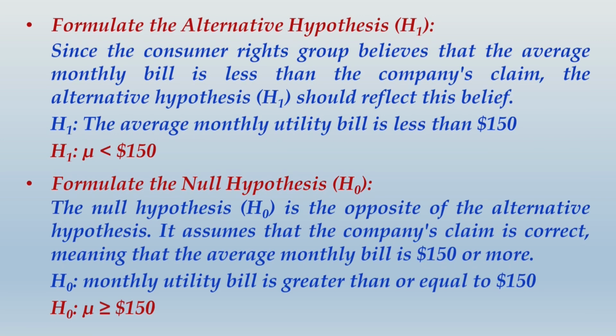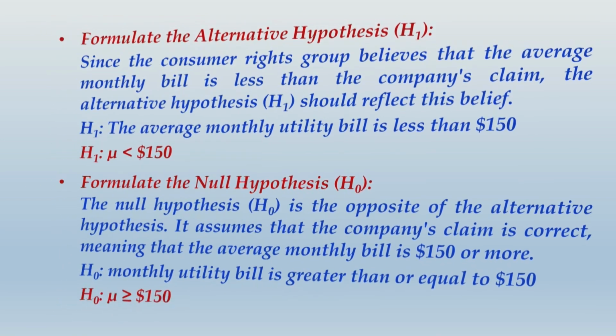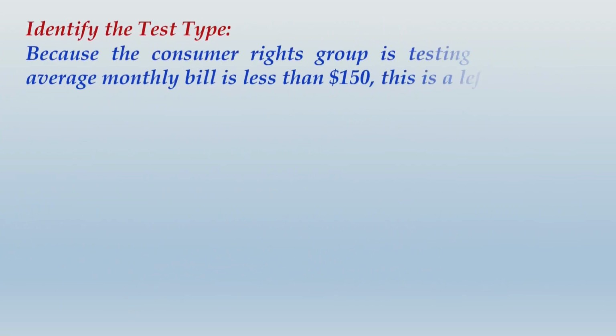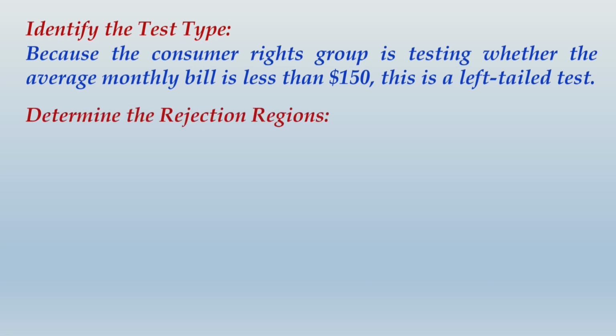Alright friends, once you have completed writing this much, let us move ahead and continue further. Identify the test type. Because the consumer rights group is testing whether the average monthly bill is less than $150, this is a left-tailed test.